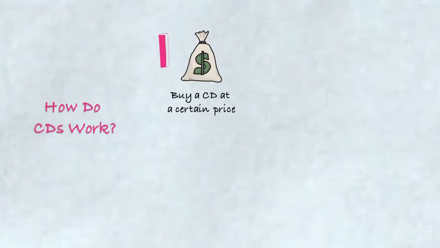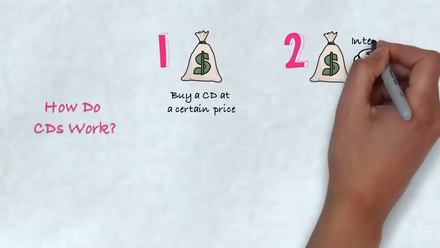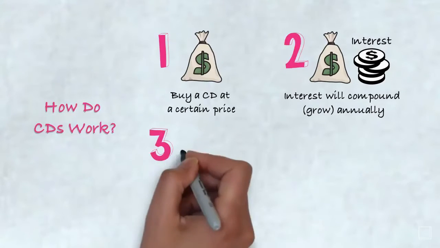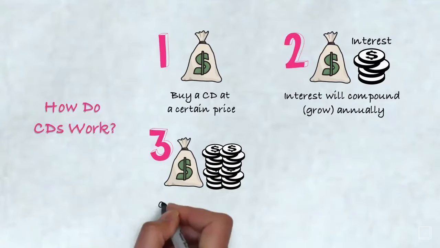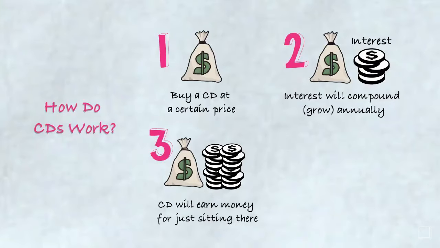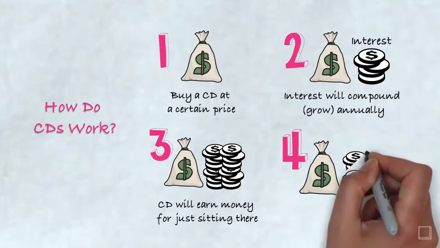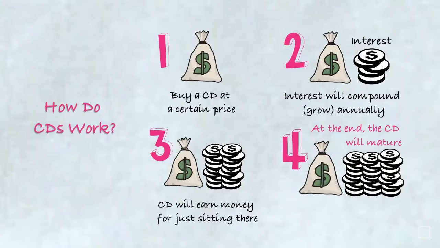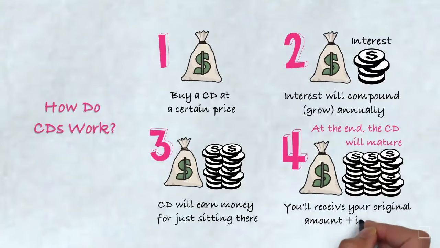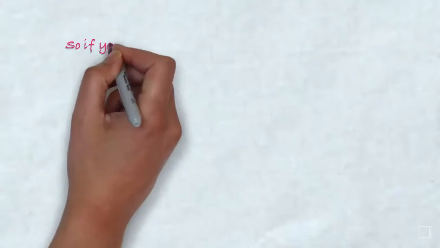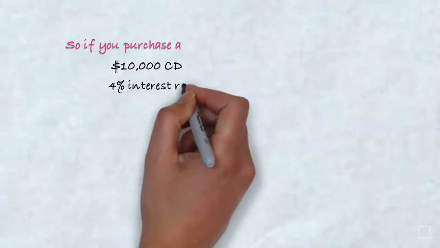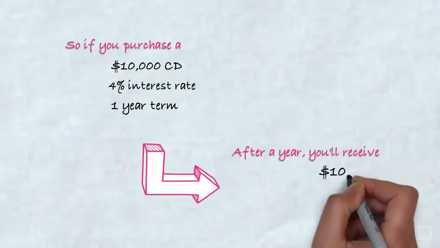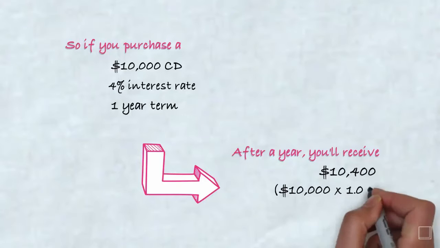First, you buy a CD at a certain price. That's the amount of money that you want to put in. Then the bank will assign an interest rate, and that interest will grow each year. So the CD will earn money for you just by sitting there. And finally, at the end of the period of time that you and the bank specified, which is called when the CD matures, you'll receive the original amount you put in plus interest. So if you put $10,000 into a CD with a 4% interest rate and a 1-year term, you'll receive $10,400 at the end of the year.